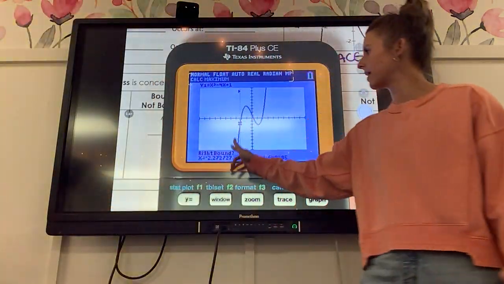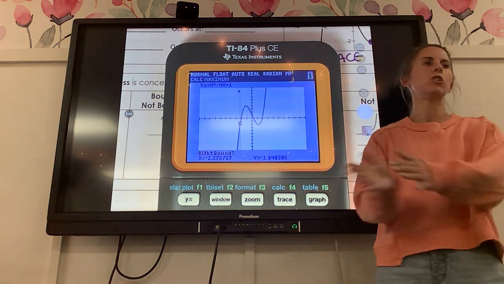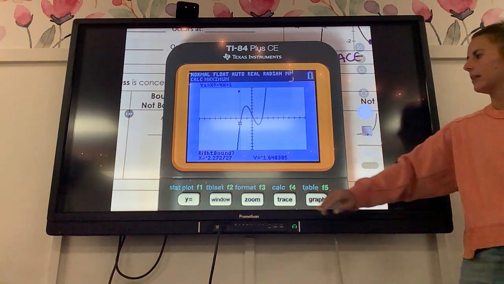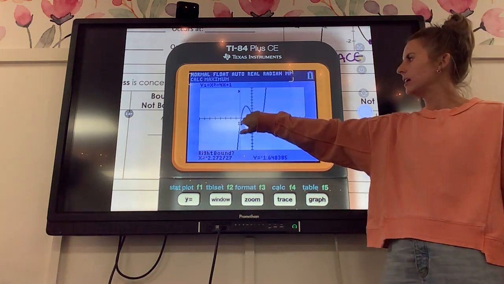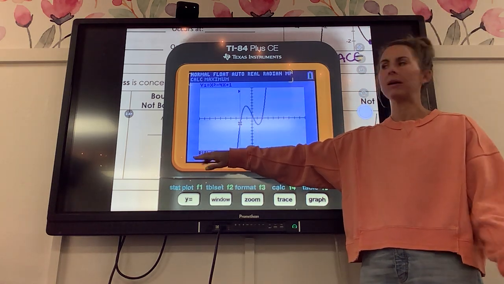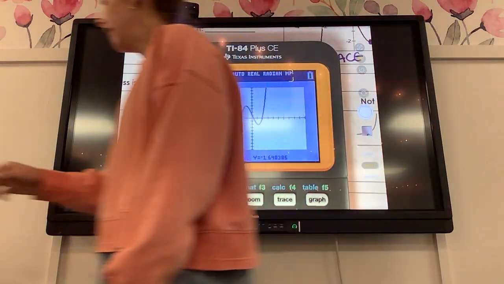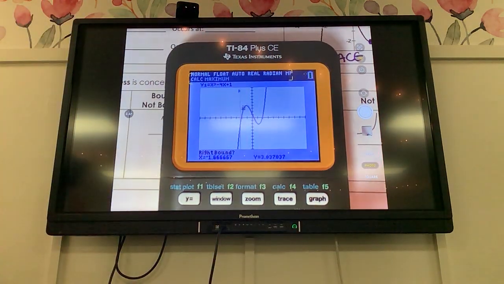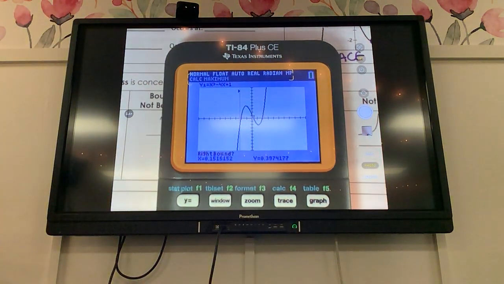You get this little dotted line that pops up. That line should be on the left side. Then you're going to take your little guy and move it over here on the right side, because it says right bound. So move it on the right side and hit enter. Use the arrows to move it to the right side. Don't move it too far right, just go a little bit right. And then where it says guess, just hit enter again.